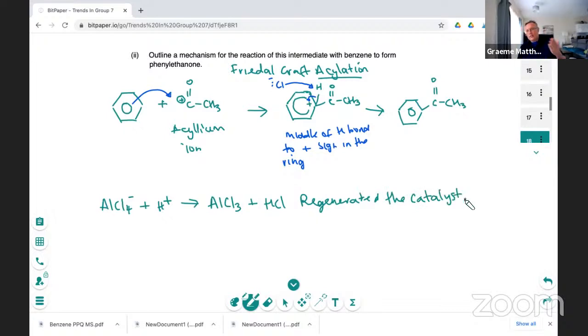All right then. So you're thinking, good. So this then is a quick review of Friedel-Crafts acylation reactions right there using an acid chloride.